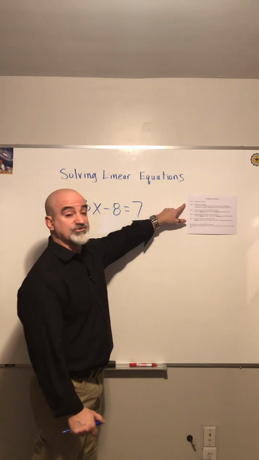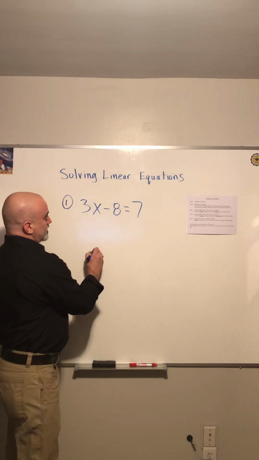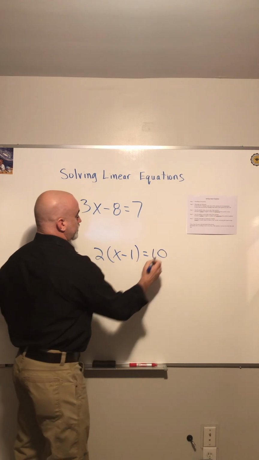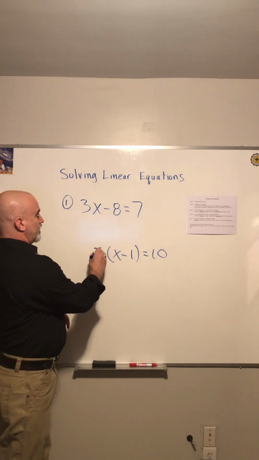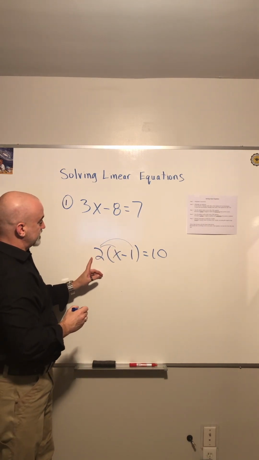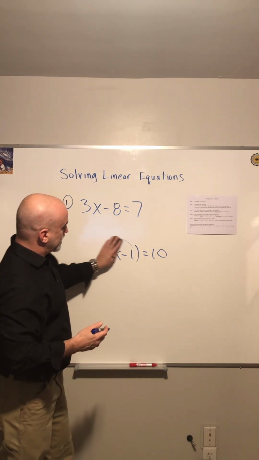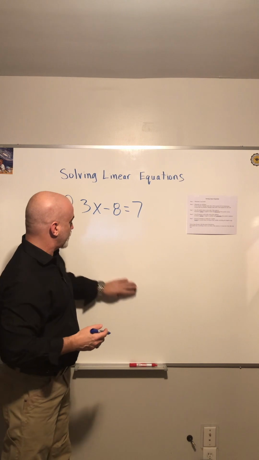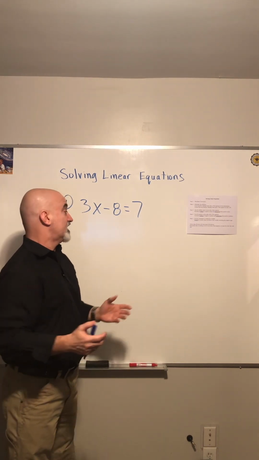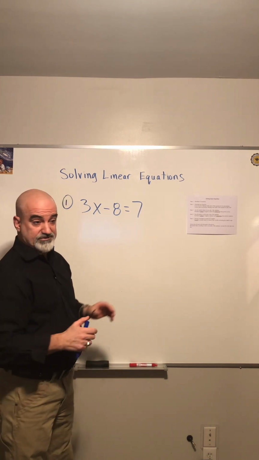So step 1, it says distribute if necessary. Well, that's not necessary here. That's referring to if maybe we had something like this. Then we could distribute this 2, right? We could multiply it through here. Get 2 times x, which is 2x. 2 times negative 1, which is minus 2, equals 10. But we don't have that here. So step 1, we're all done with step 1. Step 2 says eliminate any fractions. Again, like in step 1, we don't have any fractions here, so we're done with step 2.